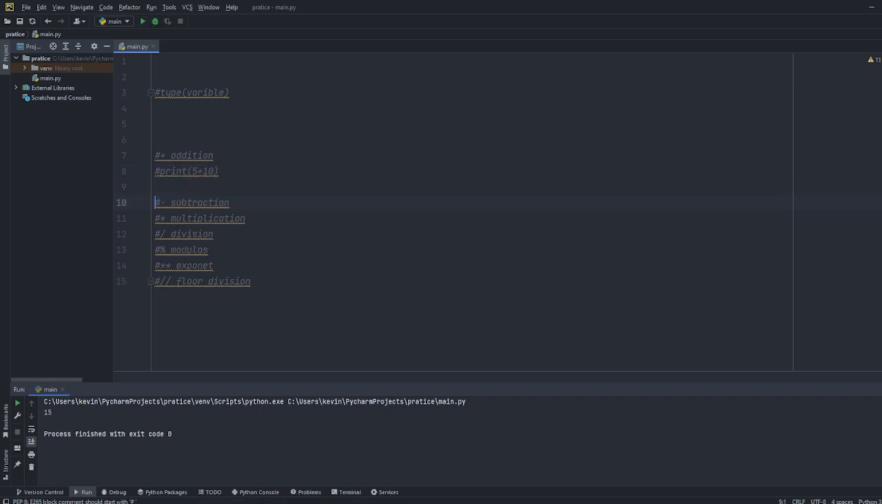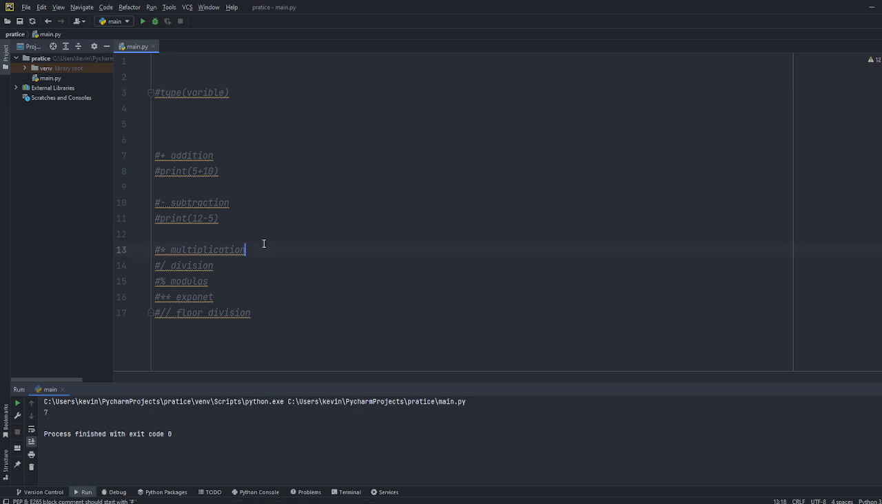Now let's say you want to subtract two numbers. You want to subtract 10 minus 5. Well, then it would be print 10 minus 5. If we run this, it would be 5. If you use 2, 2 minus 5 is negative 3. That's how you subtract.